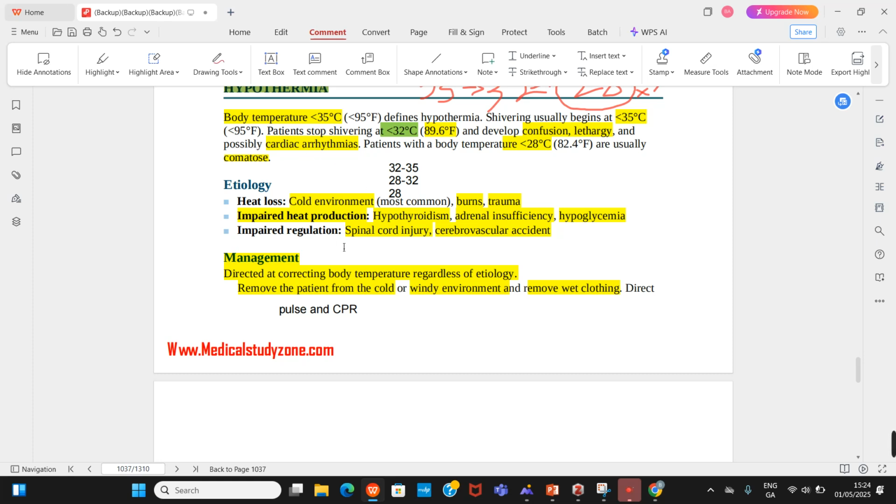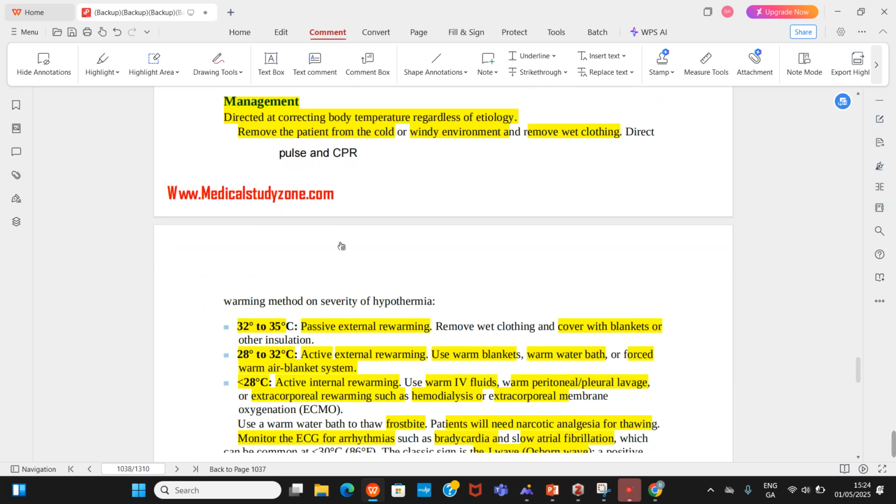If the person has not drowned, but is hypothermic from other causes, you can just remove their wet clothing. For example, if it's drowning, remove their wet clothing. But if it's not from drowning, just give them some blankets to cover them. So we have the response based on the temperature.